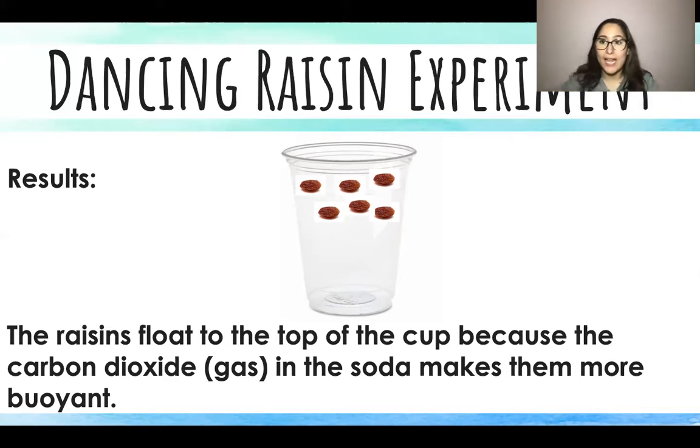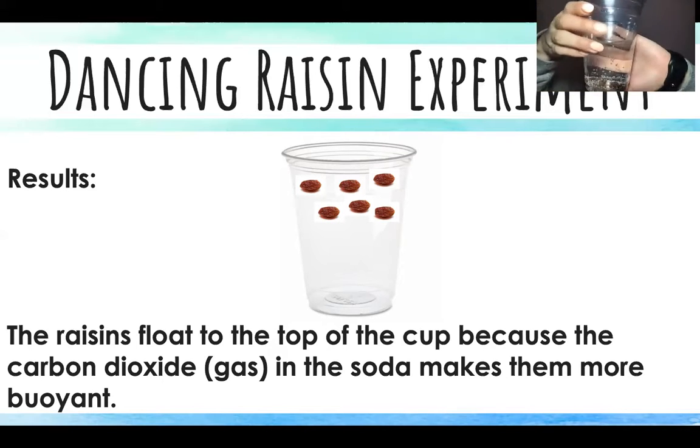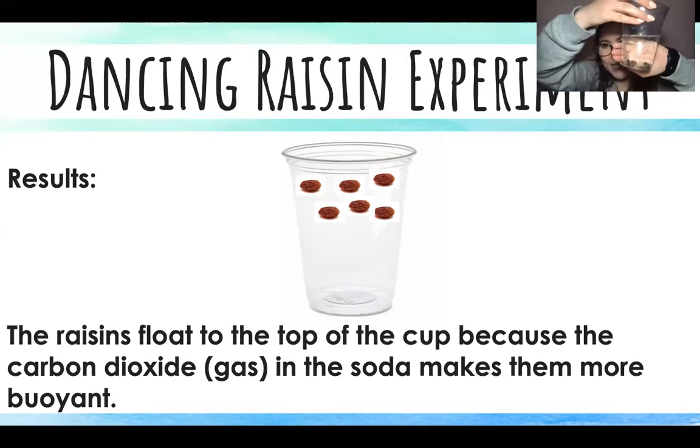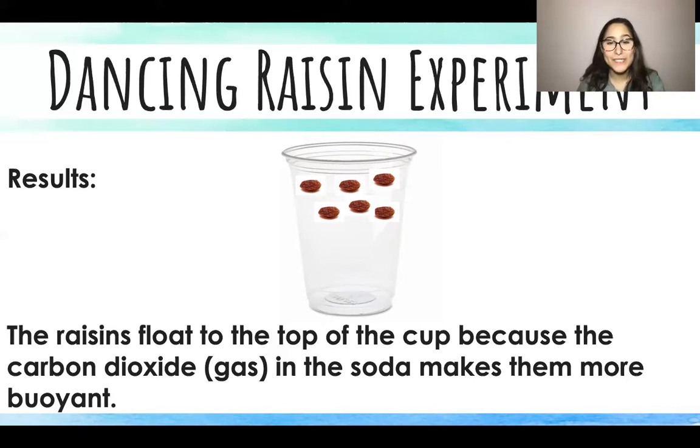The soda, Sprite, has carbon dioxide. Those bubbles helped to make the raisins more buoyant. Here you can see the bubbles inside of the soda. That is gas called carbon dioxide, and they helped the raisins float to the top. They made them more buoyant. Say that with me, buoyant. Fantastic.